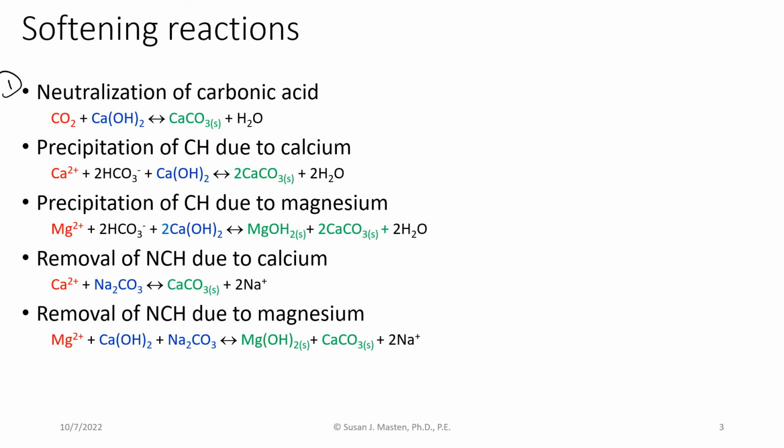Okay, we just looked at reaction 1, the neutralization of carbonic acid. You have carbonate hardness due to calcium, reaction 2, and carbonate hardness due to magnesium. So when you're doing this, make sure you look at the fact that your molar ratio for carbonate hardness due to calcium is 1 to 2. So for every 1 mole of calcium you remove, you're going to produce 2 moles of calcium carbonate.